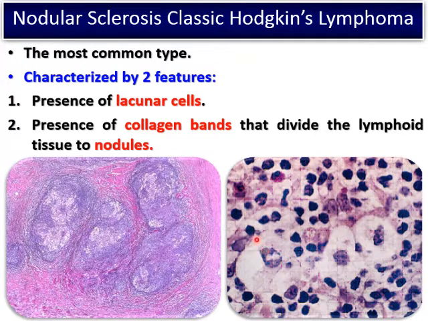Also, this variant is characterized by presence of nodules. From its name, nodular sclerosis. Nodular means that in the microscopic feature of this type, we have formation of nodules. These nodules are separated by collagen bands. So we have collagen bands dividing the lymphoid tissue into nodules, so we call this type nodular sclerosis. So nodular sclerosis type is characterized by presence of collagen bands and lymphoid nodules, and also presence of lacunar cell.